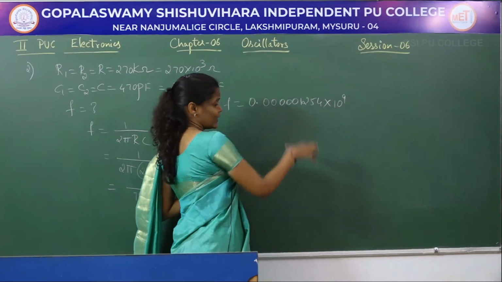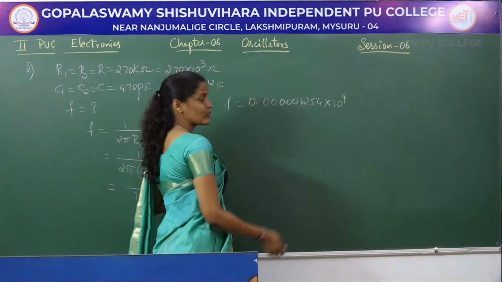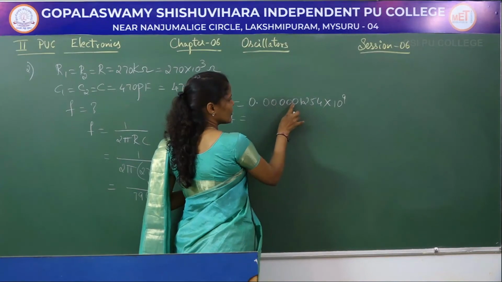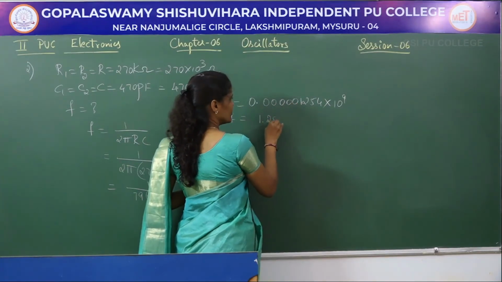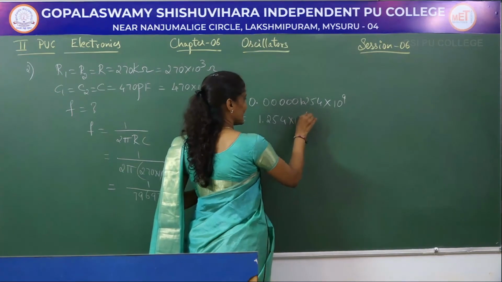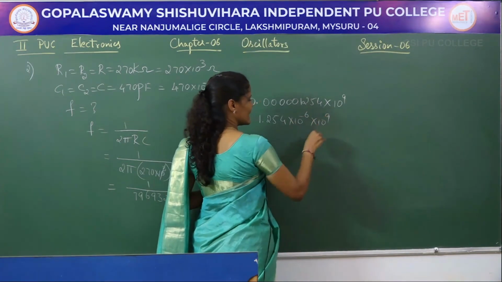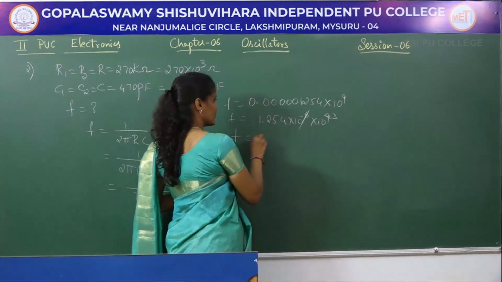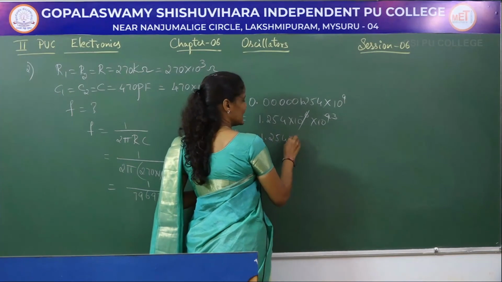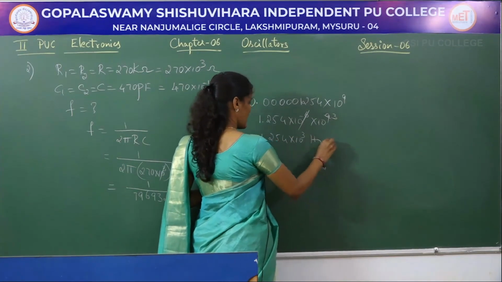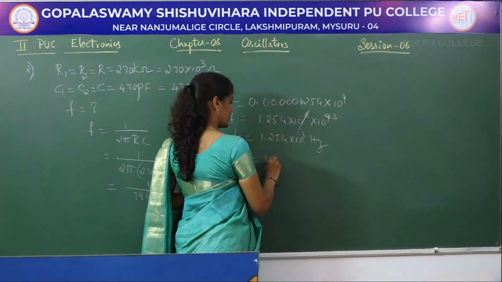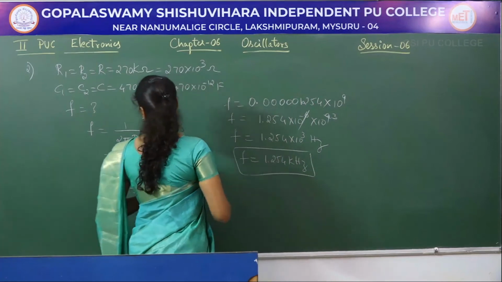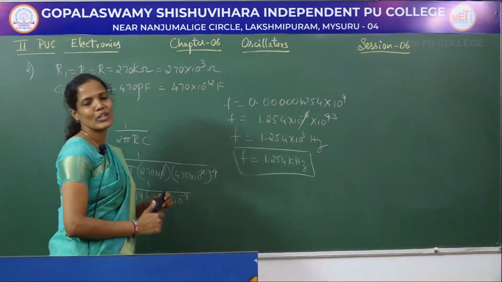So this value is very small. So let us try to shift the point towards the right. So f is equal to 1, 2, 3, 4, 5, 6. 1.254 into 10 to the power of minus 6 into 10 to the power of 9. This 10 power 6 gets cancelled with 9, retaining 3. So f is equal to 1.254 into 10 to the power of 3 hertz, or f is equal to 1.254 kilohertz. So this is the final answer for the given value of R and C in the Wien bridge oscillator.